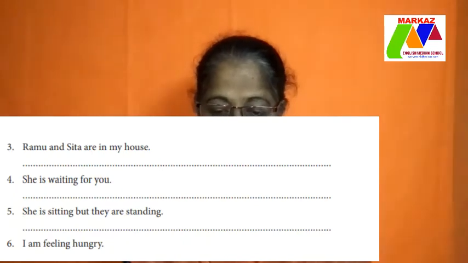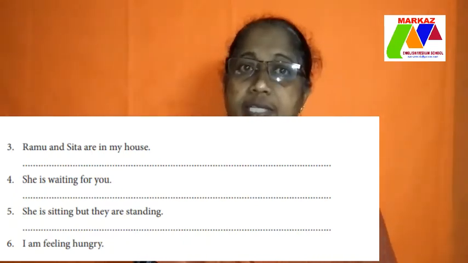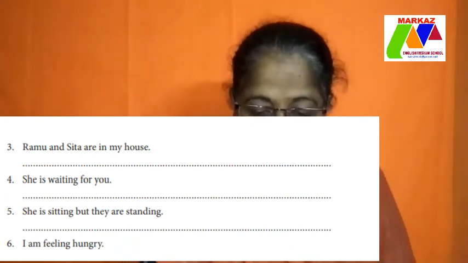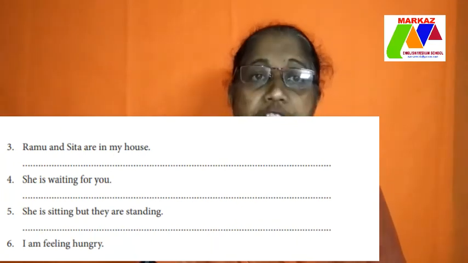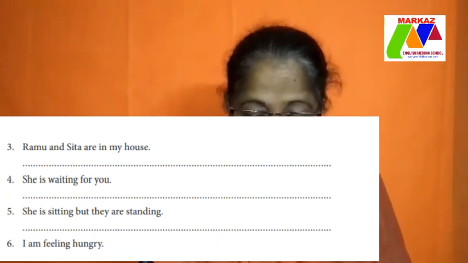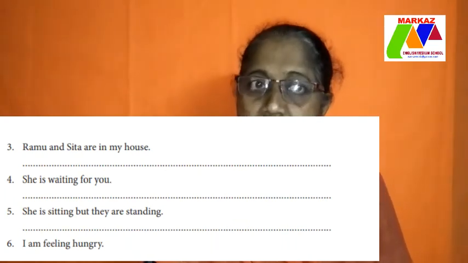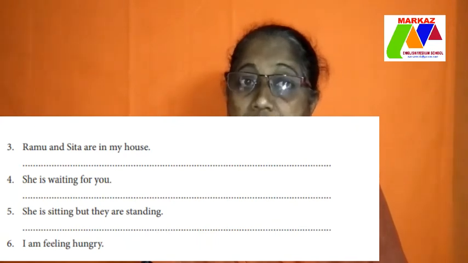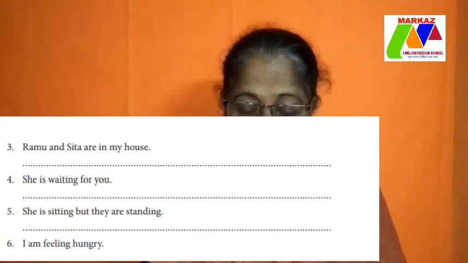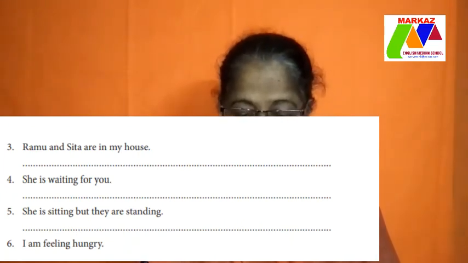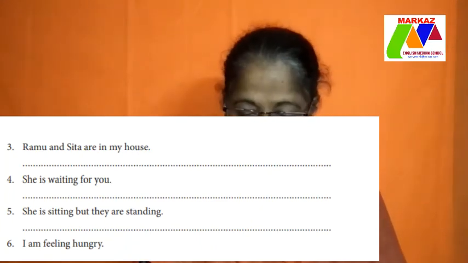Third one. Ramu and Sita are in my house. That is present tense. Past tense, Ramu and Sita were in my house. Fourth one, she is waiting for you. She was waiting for you. Fifth one, she is sitting but they are standing. Again, is becomes was. She was sitting but they were standing. Sixth one, I am feeling hungry. I was feeling hungry is the past tense.